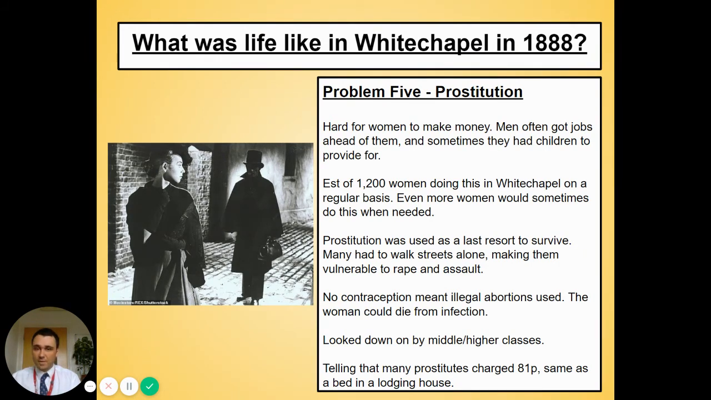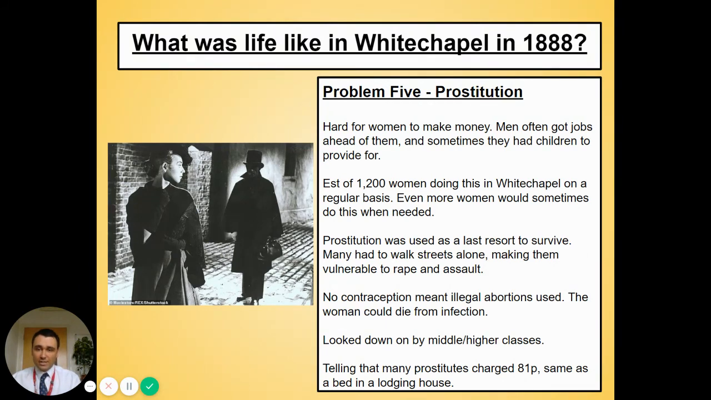It wasn't just working the streets, it was also the problem of no contraception at the time and abortion being illegal. That meant that illegal abortions had to be used if the prostitute, or the woman, became pregnant, and these abortions were horrific. Women could die from infections as a result.